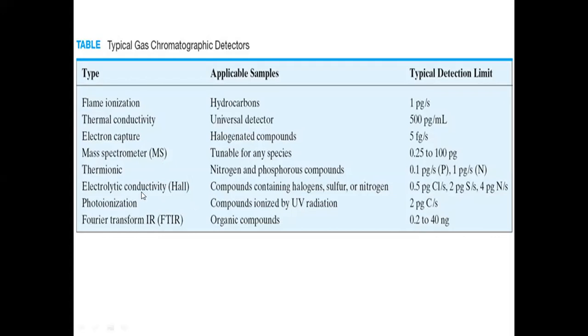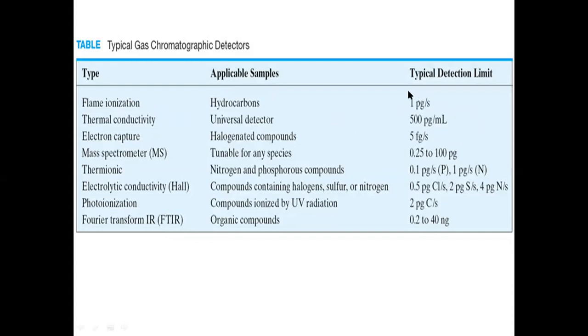Of course, mass spectrometer, thermionic detector, electrolytic conductivity detector, photoionization, Fourier transform IR, these last four are used seldom, very rarely. Mass spectrometer will be used provided the fragmentation pattern for the given molecule is well known. One must have the knowledge of fragmentation pattern or mass spectrometric principle. Then only we will be very comfortable to use these mass spectrometric detectors. Of course, all these detectors are commonly used in gas chromatography.